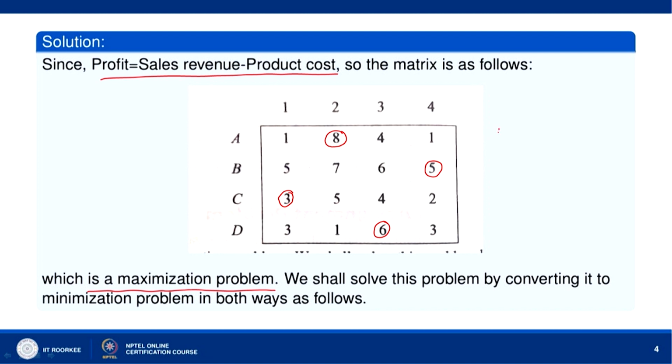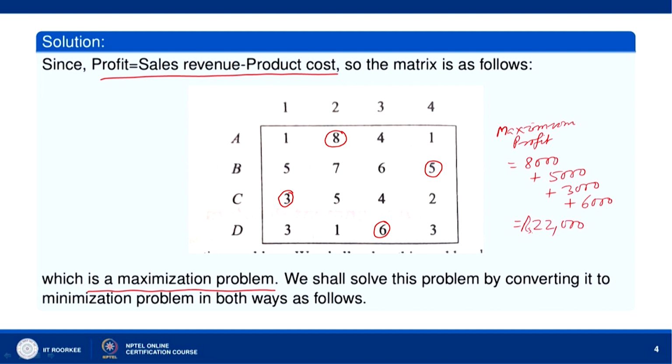So, the maximum profit will be equal to 8,000 plus 5,000 plus 3,000 plus 6,000. So, 6 plus 3 is 9, 9 plus 5 is 14, plus 8 is 22. So, we get 22,000.